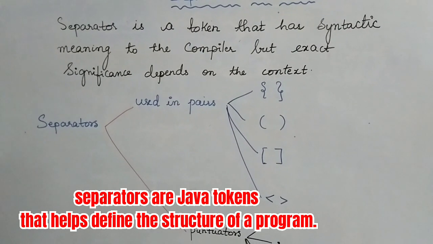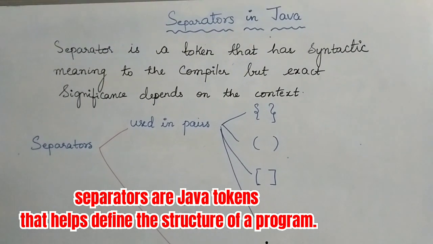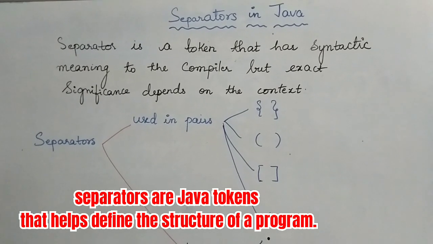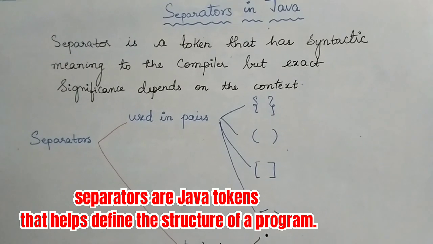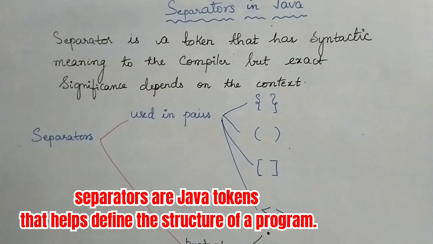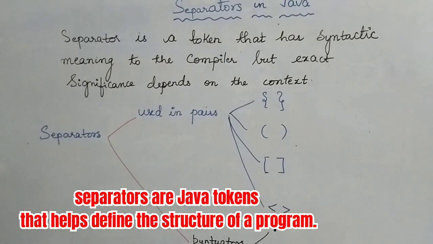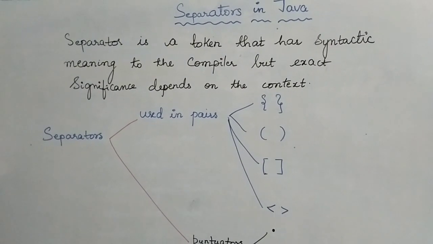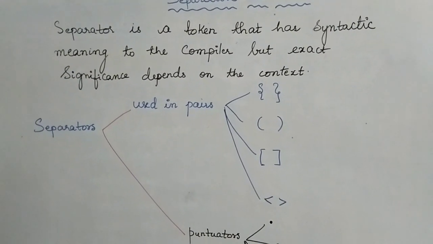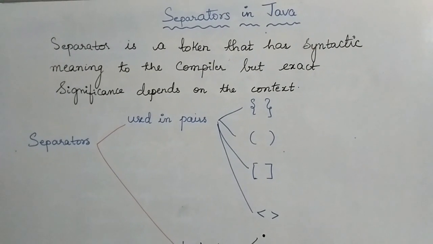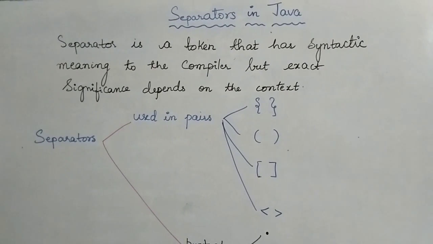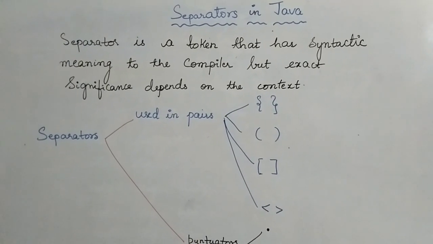So what is meant by a separator? A separator is a token that has syntactic meaning to the compiler, but its exact significance depends on the context. The compiler already knows the meaning of a curly bracket, parenthesis, and square bracket. Based on the position where you put them inside the code, the compiler will know their meaning.